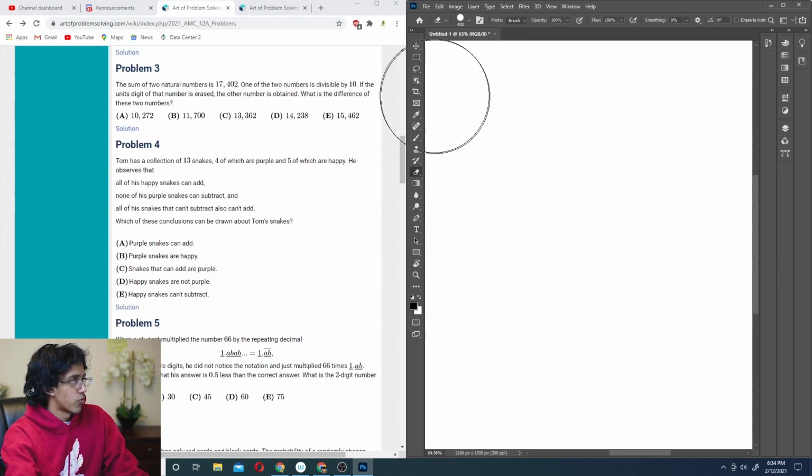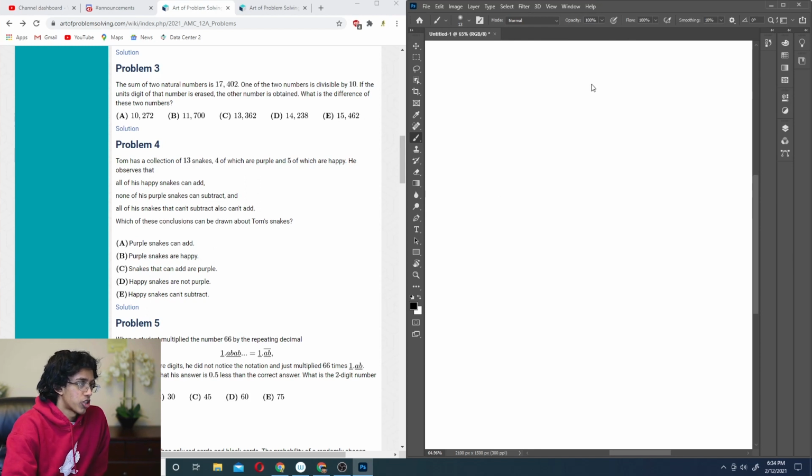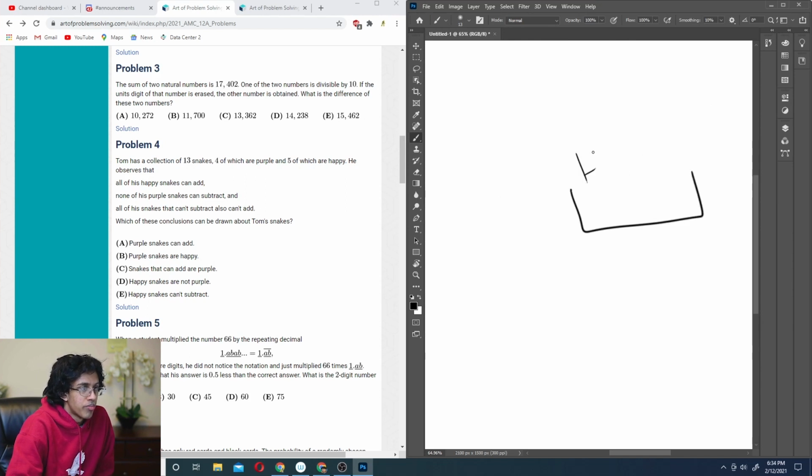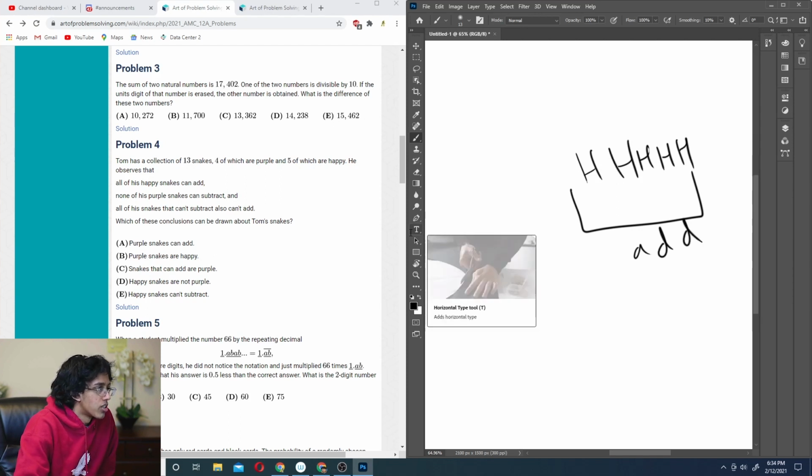Alright, problem number 4. Tom has a collection of 13 snakes, 4 of which are purple and 5 of which are happy, okay? All of his happy snakes can add, right? So there's 5 happy dudes, and they can all add. We know this for a fact. None of his purple snakes can subtract, and all of his snakes that can subtract also can't add, so that means none of his purple snakes can also add, right? Because all of them can't subtract, so all of them can't add, right?